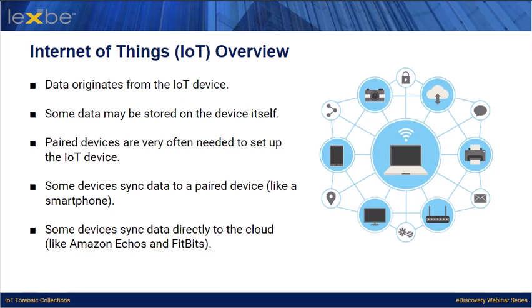And then some devices sync data directly to the cloud, like Amazon Echoes and Fitbits. So the data itself, like recordings or different types of connections the device may have, will get stored in the cloud, and you'll be able to access that information from your application on your paired device.